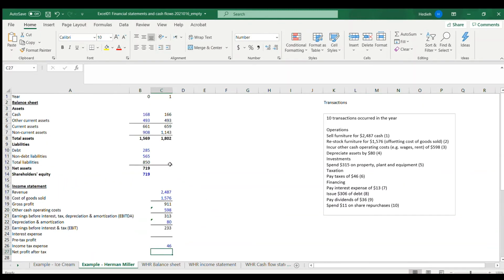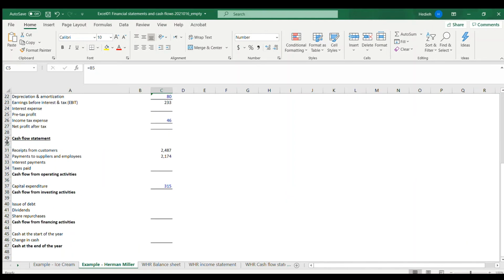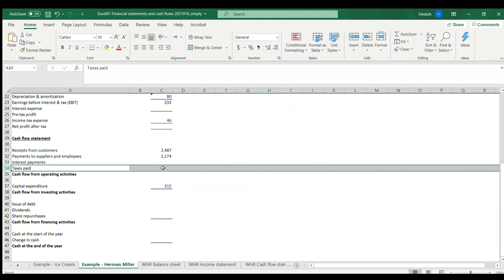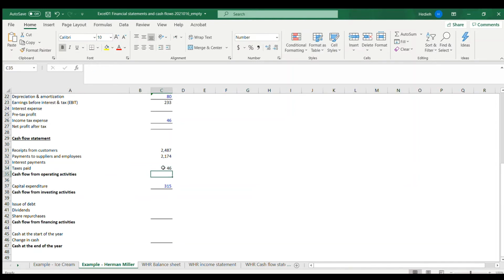$46. On the balance sheet, this amount should be considered because we are paying tax in cash. In this case, we are paying it with cash, so it will affect your cash holdings. And this is a cash flow. This is a real cash flow and it is a cash outflow. So we should consider this on the cash flow statement. Go to the section that is related to tax payment and consider this $46.